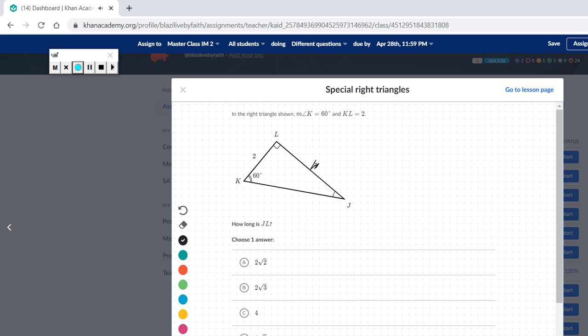Again, I'm going to cross out the x here. This is x, this is x root 3. It's giving me that x is 2. So in this case, this is just 2 root 3. The hypotenuse would be 4, since it's double the short leg. So we're just looking for LJ or JL, and that is 2 root 3.